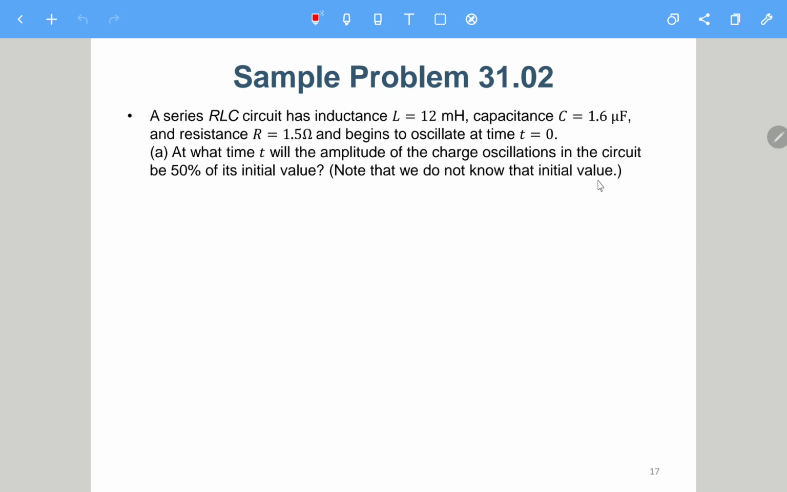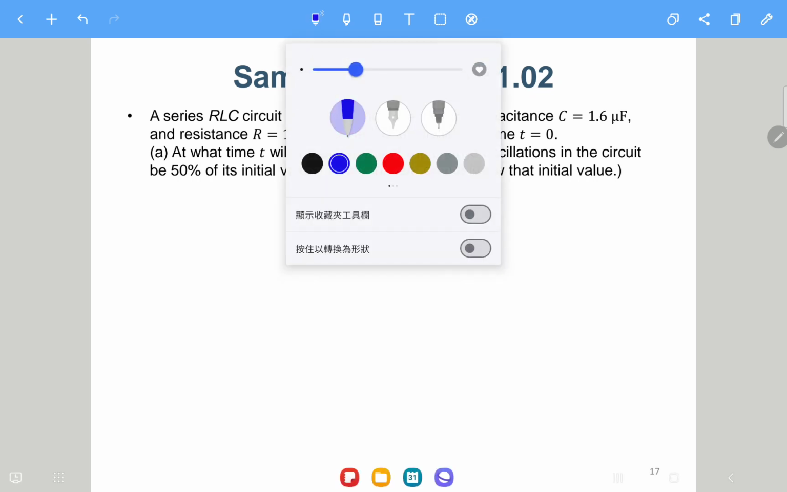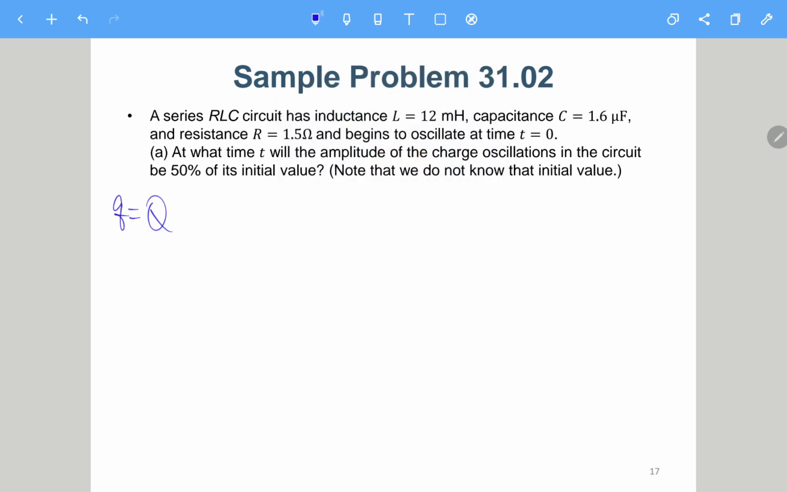So the idea is that it will have a form of Q equals, maybe I use the blue color, Q equals capital Q exponential to negative RT over 2L cosine of omega prime t plus phi. Okay, so this is the general form. So the question asks for the time when it reaches 50% of its initial value.